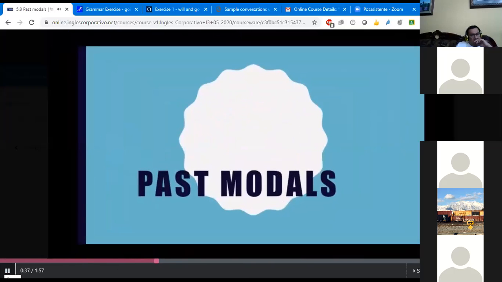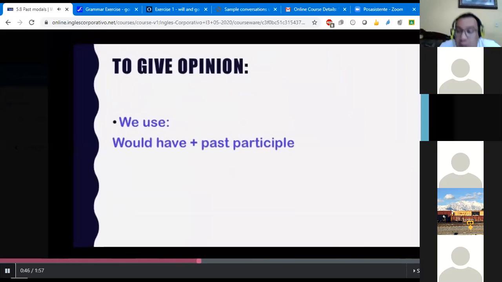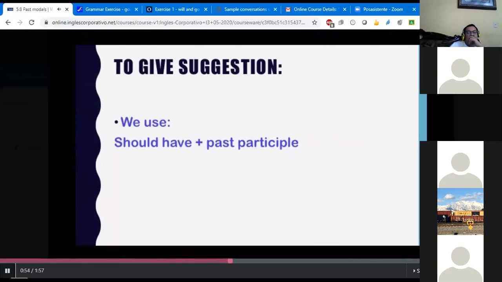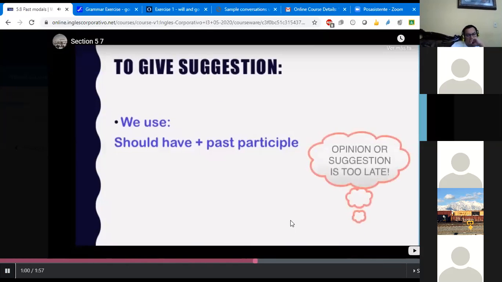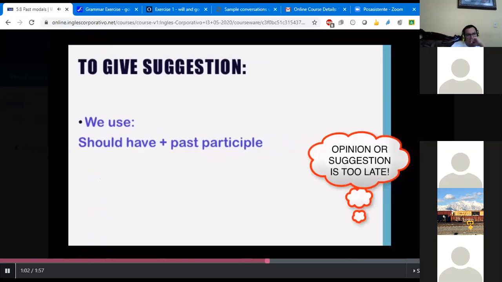When and how do we use past modals? We use past modals to give opinions and suggestions about actions that already happened. To give opinions, we use would have plus past participle. And to give suggestions, we use should have plus past participle. In my opinion, I would have done this. I suggest that you should have done this. But in both cases, our opinion or suggestion is too late.